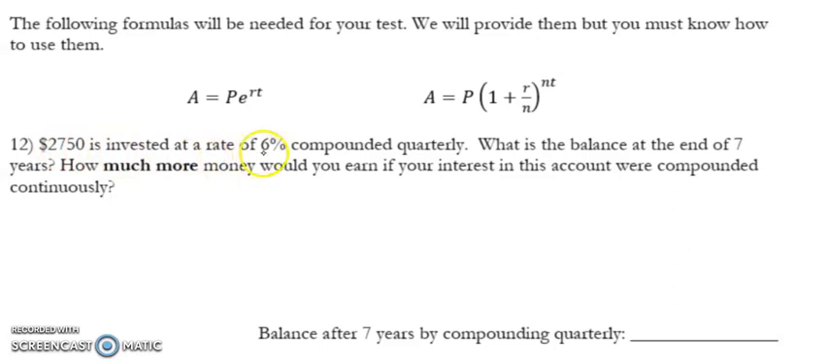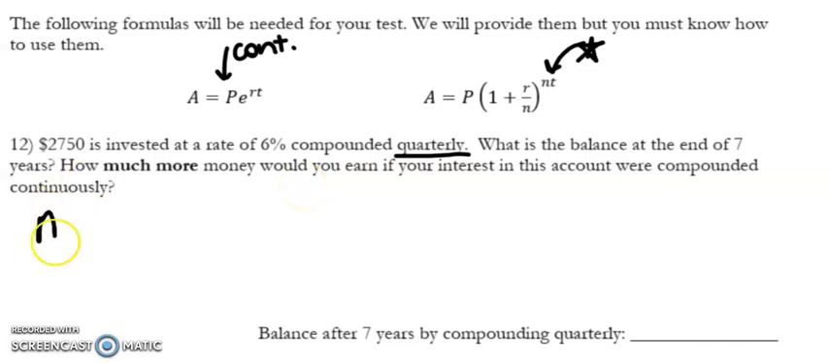$2,750 is invested at a rate of 6% compounded quarterly. What is the balance at the end of 7 years? Well, this is only if I'm compounding continuously. This is used for all other compounds. Since I'm going quarterly, I'm going to use this one. What is the balance at the end of 7 years? And how much more money would you earn if your interest in this account were compounded continuously?